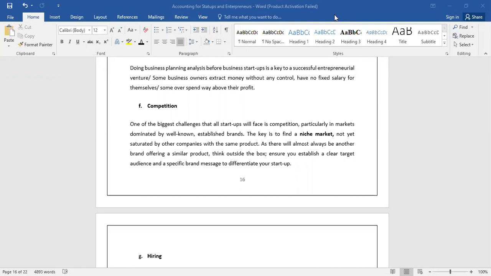All right. One of the challenges that all startups face is competition, particularly in markets dominated by well-known or established brands. You're a startup, you're doing something similar to what other people have been doing, and these brands are already established, well-known brands.